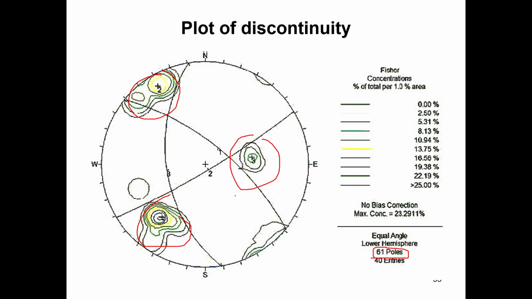But if you need, here can produce another joint set, maybe 4. Somewhere here might be another one. This one is here. This pole concentration is here. This is the great circle. For this one, number 2 is here, great circle. Okay, that's how you present your data.